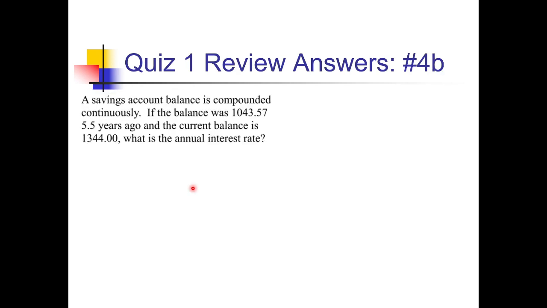On this next problem, we have a savings account balance that's compounded continuously. If the balance was 1,043.57, and that's presumably in dollars, 5.5 years ago, and the current balance is 1,344, we want to know the annual interest rate. Okay, so we have an exponential sort of function here. We're going to use y equals C e to the kt. And ultimately, I want to know what the k value is. So that means I need to figure out y, C, and t.